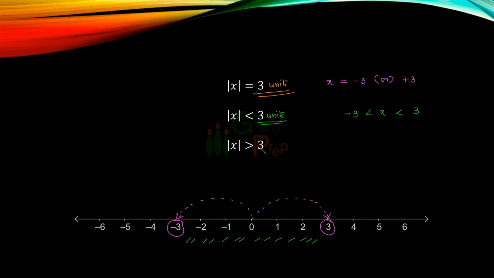Now, modulus of x greater than 3. When you say modulus of x is greater than 3, then x is something which is more than 3 units from the origin, right? In that case, x has to lie here or x has to lie here. So I can again put my minus 3 and plus 3, but this time x is going to lie outside. So x is going to lie to the left of minus 3 or to the right of plus 3. So this is a pure distance interpretation of modulus.